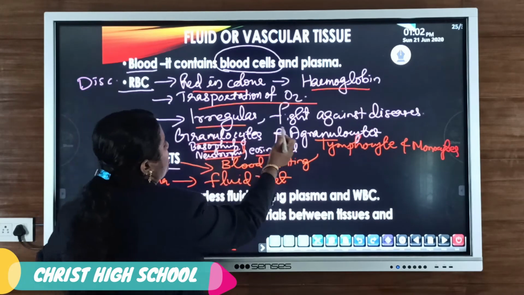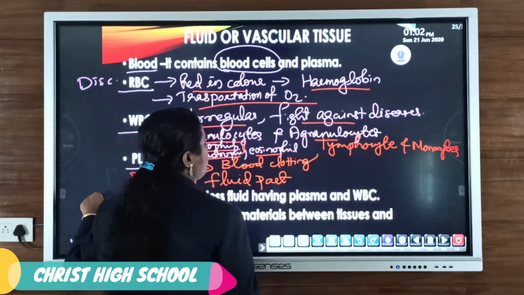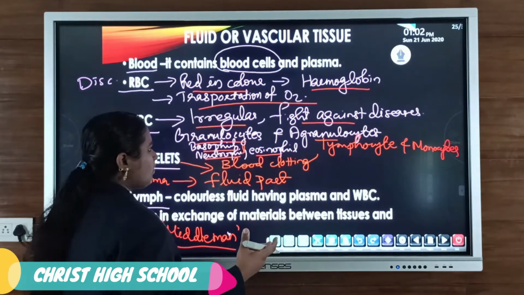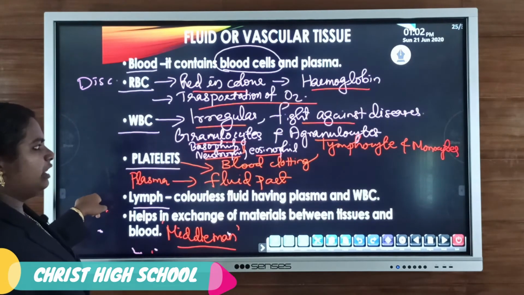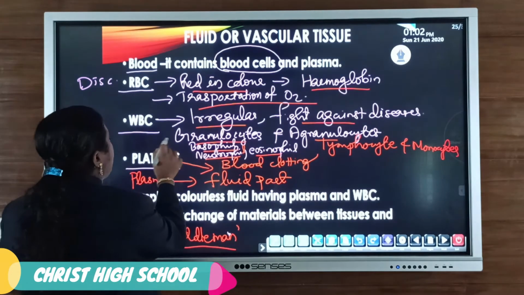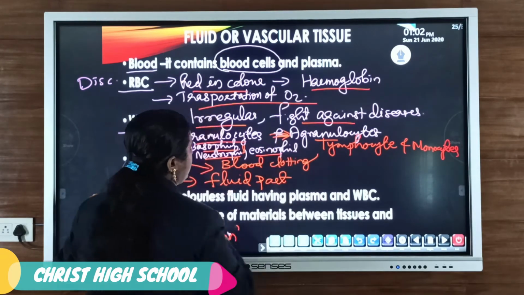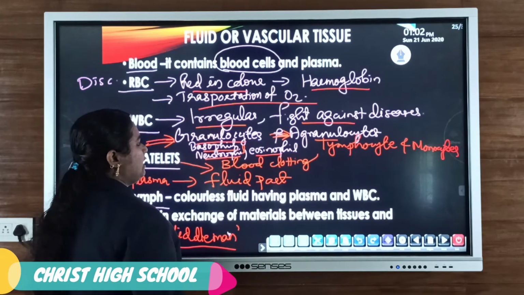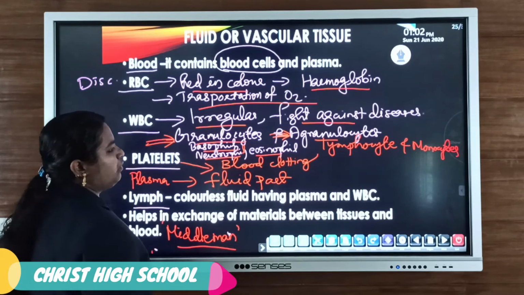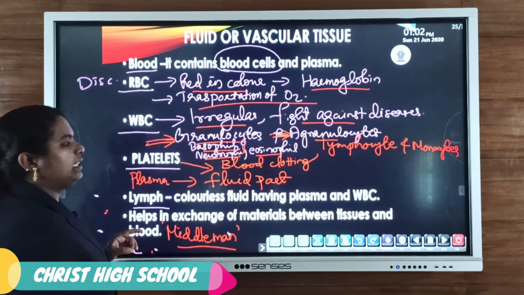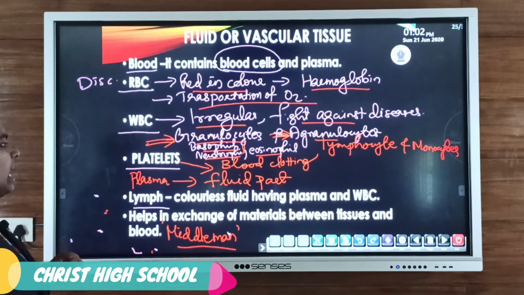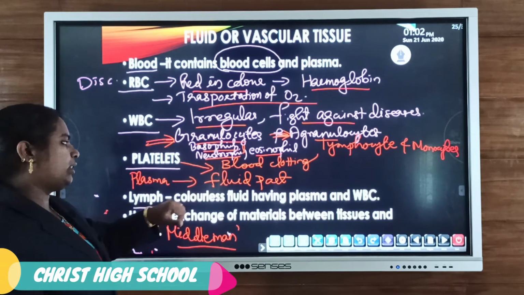WBC, irregular shape, and they fight against diseases, so they are known as soldiers of our body. The two types are granulocyte and agranulocyte. Granulocytes are basophil, neutrophil and eosinophil. Agranulocytes are lymphocyte as well as monocyte. And platelets help in blood clotting.